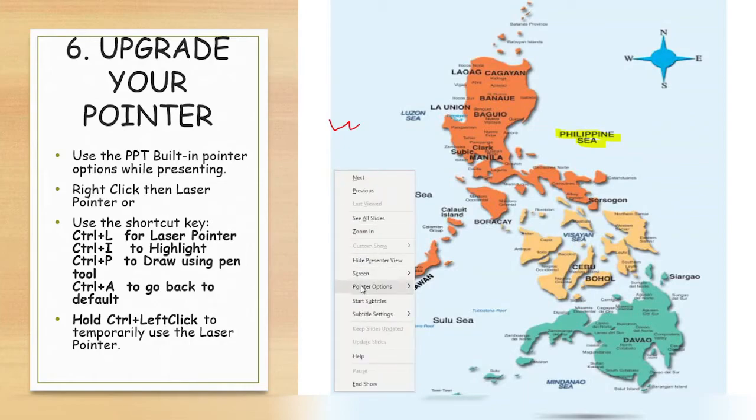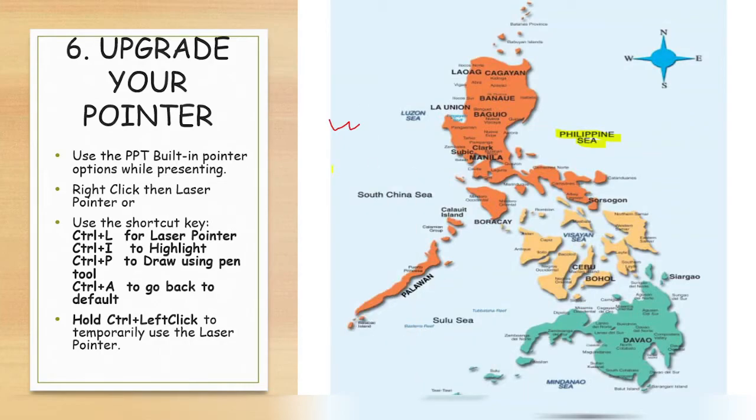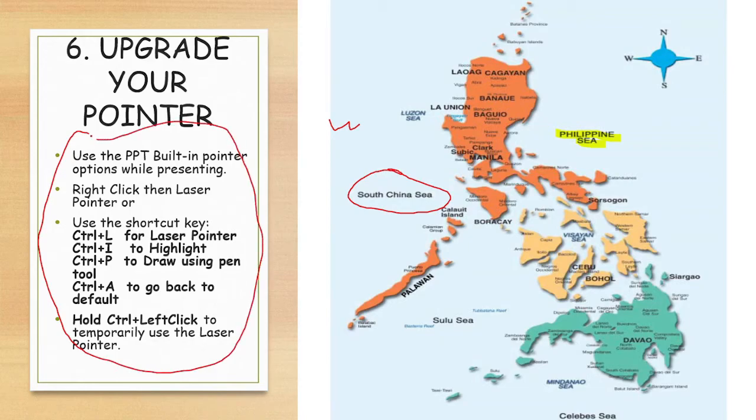Anyways, kung ayaw mong mag-right click, gusto mo mag-shortcut key, pwede rin naman. Kapag sa laser pointer, just hit Ctrl L. Ayan. Kung mag-highlight ka naman, Ctrl I. As you can see, ayan, nagpalit siya. And then Ctrl P kung magsusulat ka or, for example, may gusto kang bilugan. Nandito siya actually sa left side, yung mga shortcut keys. And then Ctrl A kung gusto mo ibalik sa dating itsura ng cursor mo.